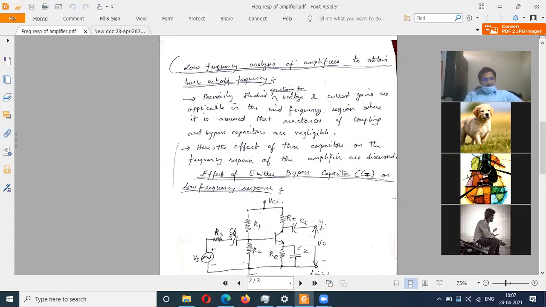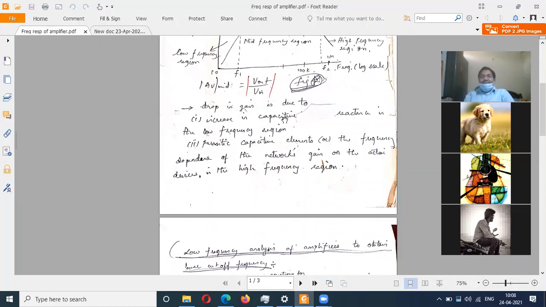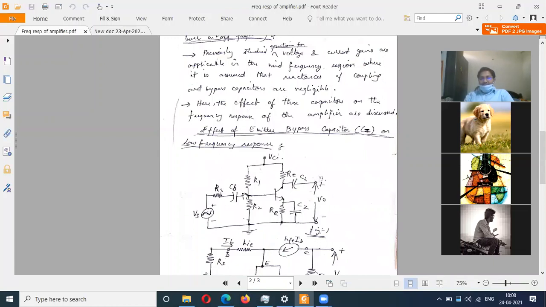What will happen when f is small? 1 by j 2 pi f C_B, that is 1 by j omega C_B, where omega is 2 pi f, is the impedance offered by this capacitor. When f is small, the overall term becomes large. We cannot neglect it. For low frequency, we cannot take the capacitor as a short circuit. For mid frequency and high frequency, we can take it as a short circuit.